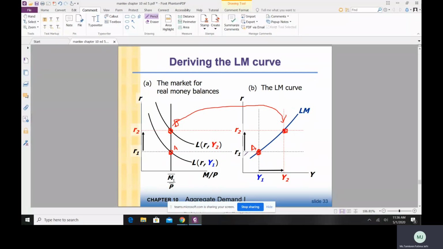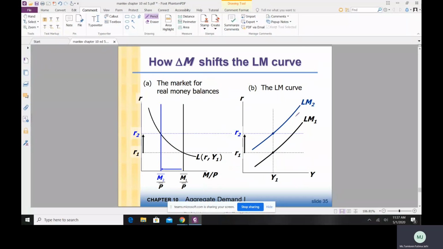So in short, I can say कि जितने भी points on the LM curve है, my money market is in equilibrium. अगर आपको IS curve याद हो, उसकी जब derivation हमने की थी, मैंने कहा था जितने points है on the IS curve, they show you the combination of R and Y, where the goods and services market is in equilibrium. So IS curve tells me what's happening in the goods market. LM curve tells me what's happening in the money market.